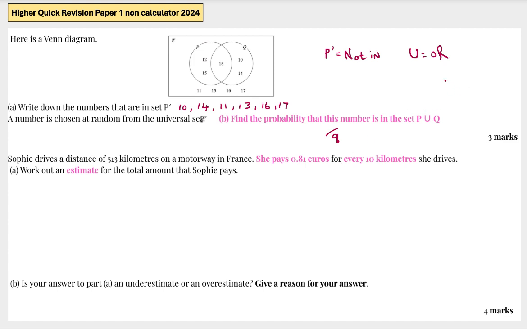So P or Q. So we're going to work on what's inside. So 1, 2, 3, 4, 5. That's it. That's your answer. That's how you solve that question.